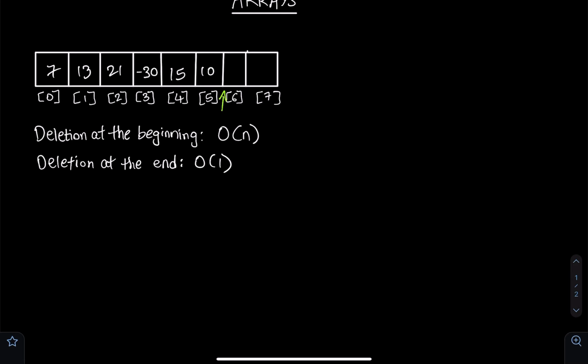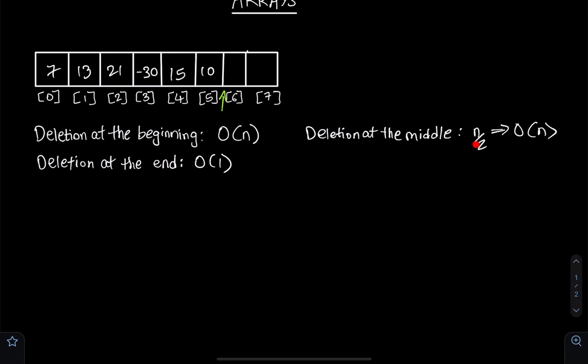So we saw deletion from the beginning and deletion at the middle. So deletion at the middle also takes big O of n time, because as we saw, we had to shift almost n by 2 elements, but this is in the order of n. We ignore all the coefficients and constants when it comes to big O notation, so that's why we ignore this 1/2 being multiplied by n. We just put n.